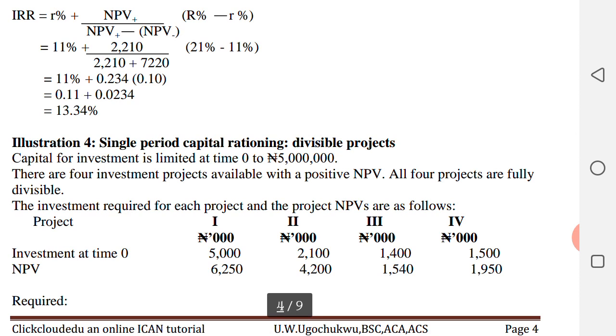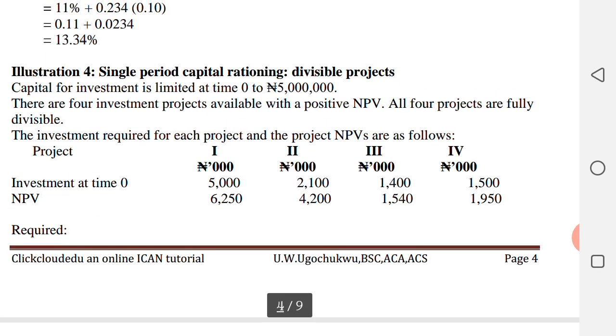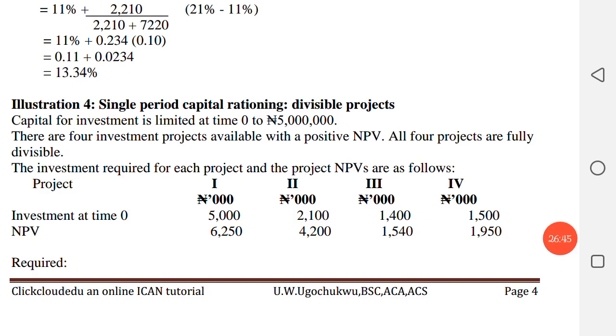Now let's talk about capital rationing a little. Capital rationing. Now look at this particular illustration. The capital investment is limited, that is a constraint, to 5 million naira. There are 4 investment projects available with a positive NPV. So the company has 5 million naira to invest in 4 different projects, and all of them have a positive NPV.